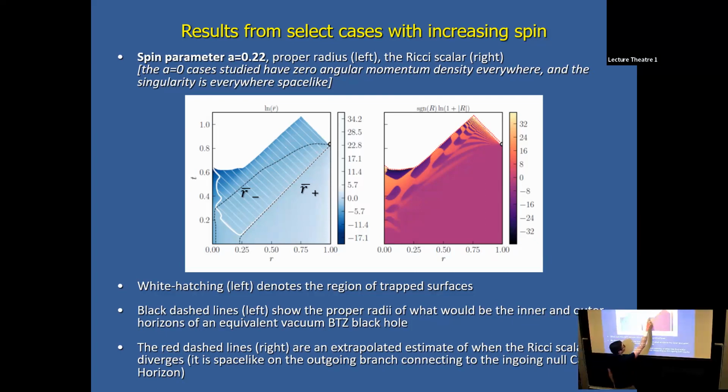And it appears that the Ricci scalar and the Kretschmann scalar, which are kind of related here, are actually diverging on the future boundary of this. And this boundary is actually everywhere space-like. It kind of looks null, but it does have a bit of a slope, so it actually is space-like. And this seems to be the Cauchy horizon, which is null.